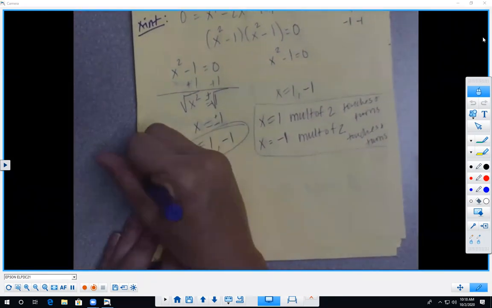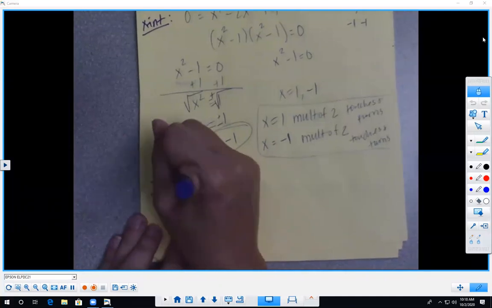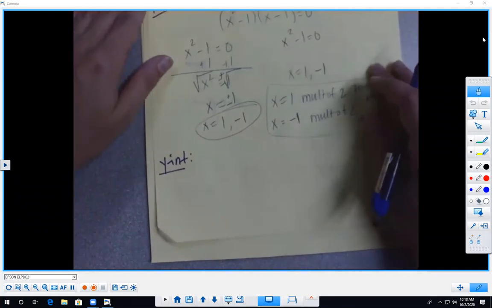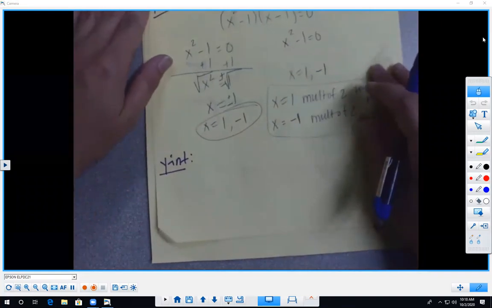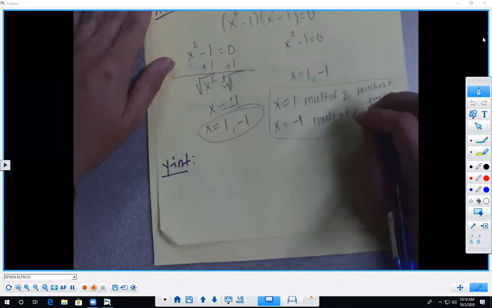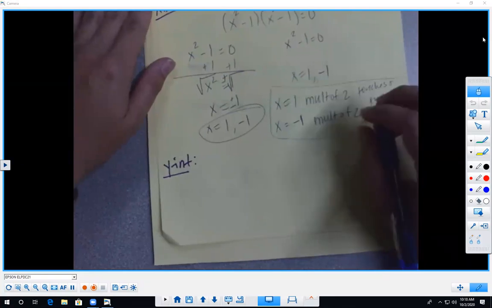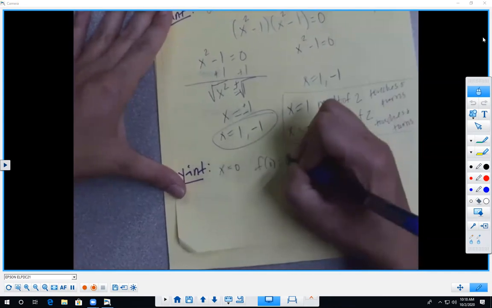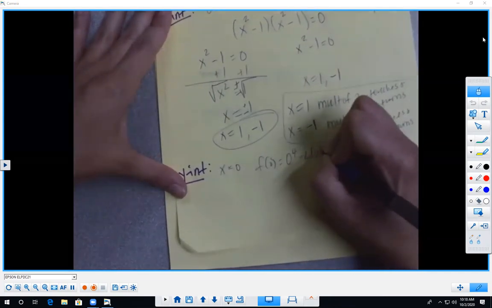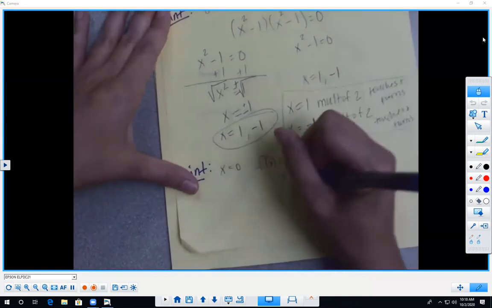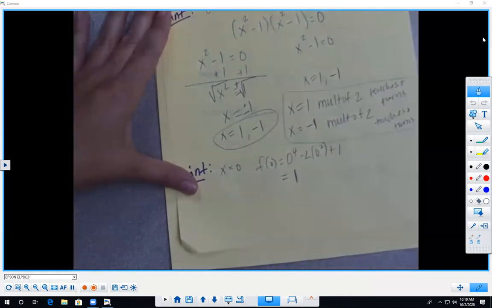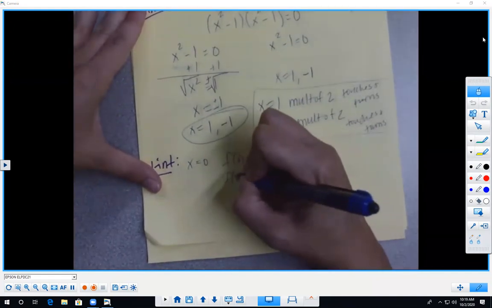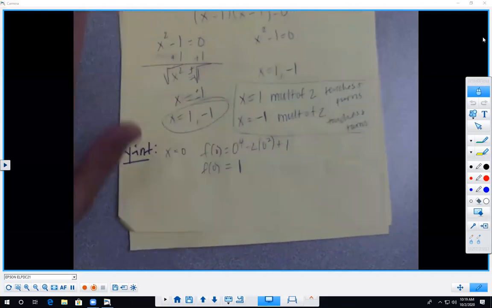Okay, let's go ahead and find the y-intercept, and then we will graph it and see if we need any more points. How do I find the y-intercept? Plug in 0 for x, solve for y. So x equals 0, so f of 0 equals 0 to the fourth minus 2 times 0 squared plus 1, which is going to be 1. So that's the ordered pair (0, 1).